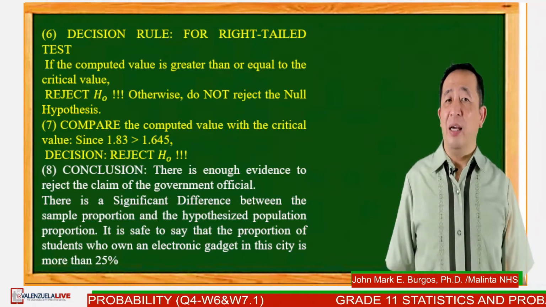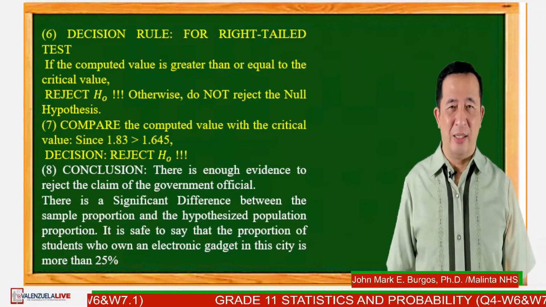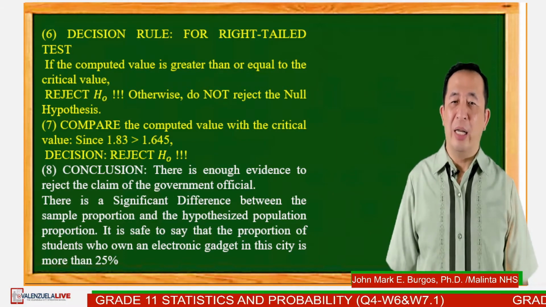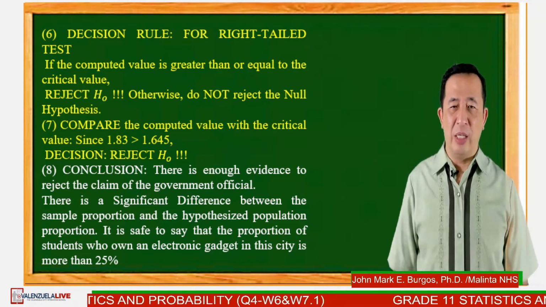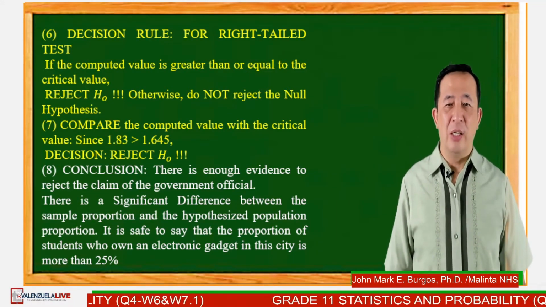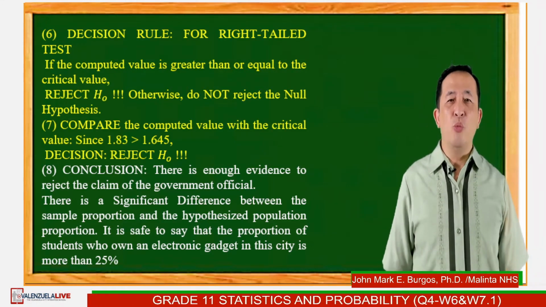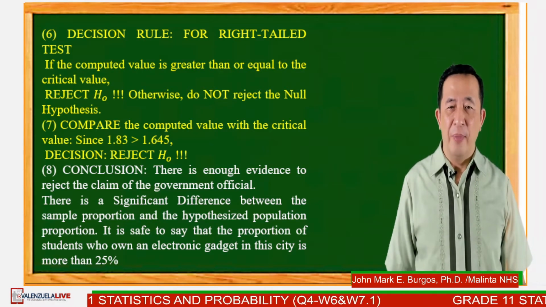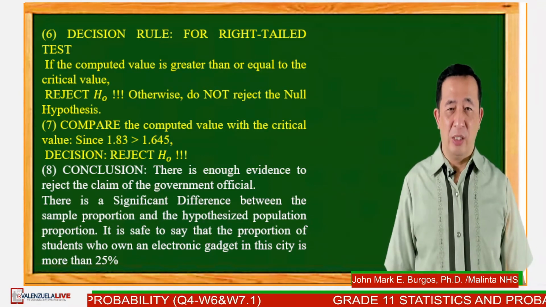The sixth thing that we have to consider is the decision rule for a right-tail test. If the computed value is greater than or equal to the critical value, we will reject the null hypothesis; otherwise, we will not reject the null hypothesis. So compare the computed value with the critical value. Since 1.83 is greater than 1.645, the decision will be to reject the null hypothesis.